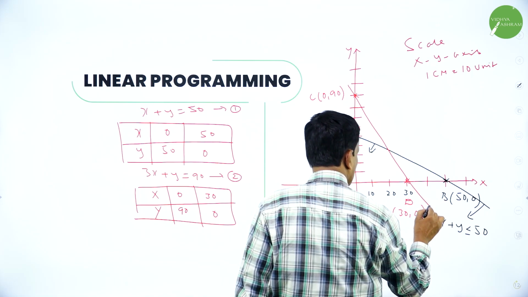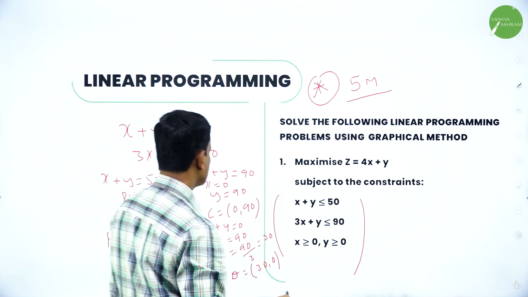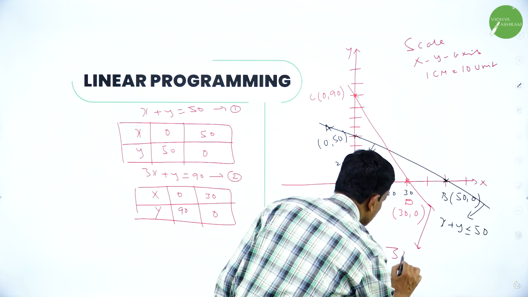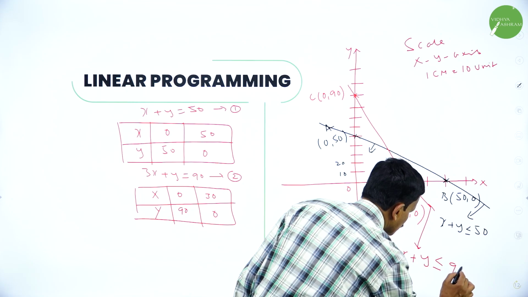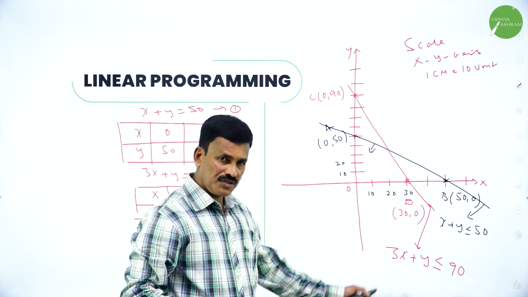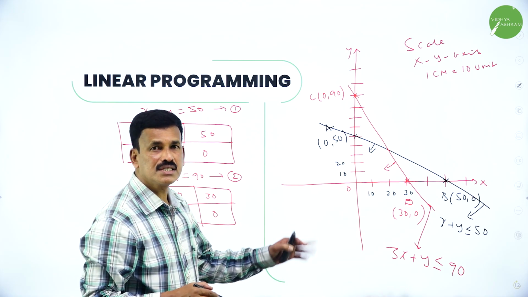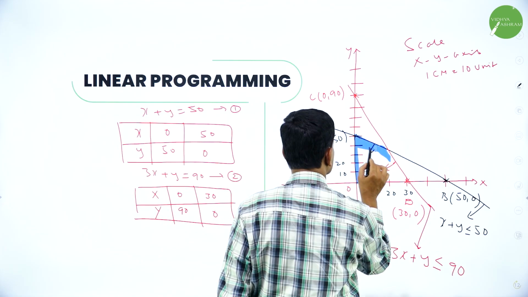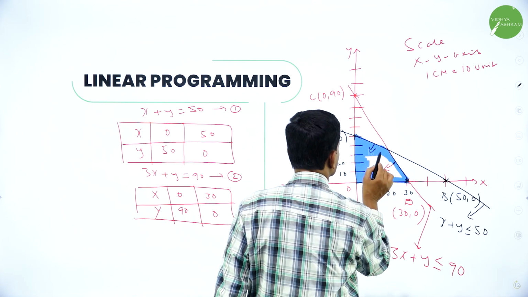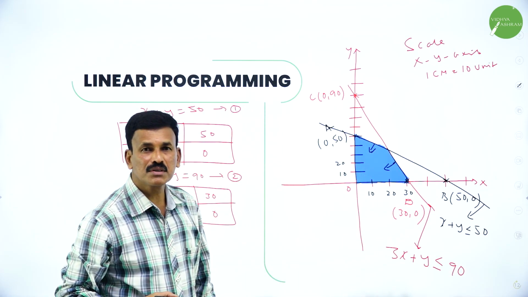Right. Now, what is this curve? That is nothing but the second equation, 3x plus y is less than or equal to 90. Here also, if you put x is equal to 0, y is equal to 0, 0 plus 0 is 0, which is less than 90. So, the feasible region is towards the origin. Now, just shade. So, this is the feasible region.